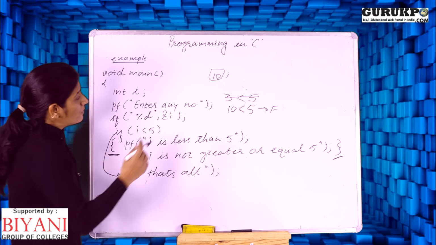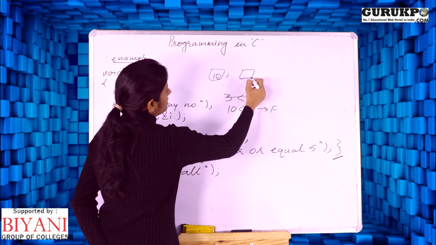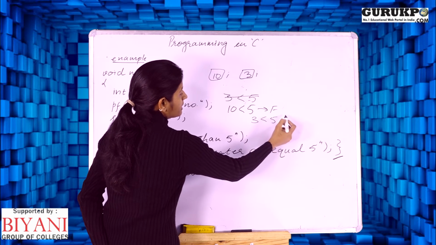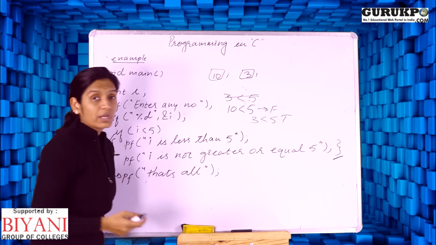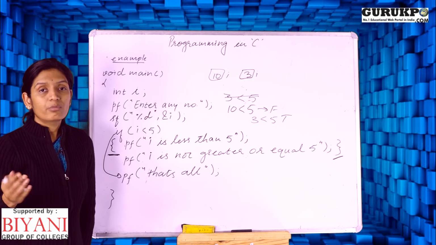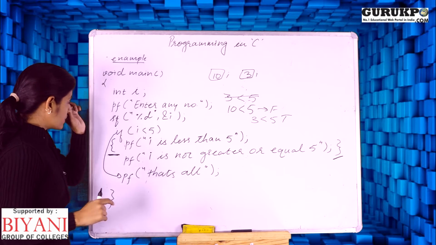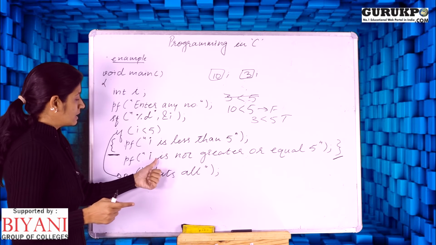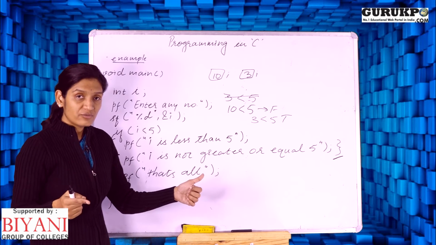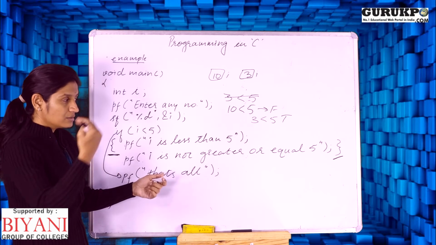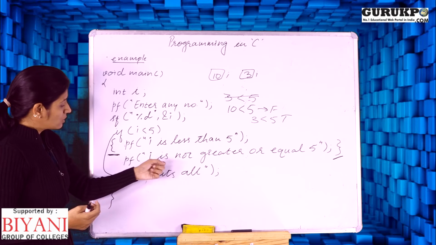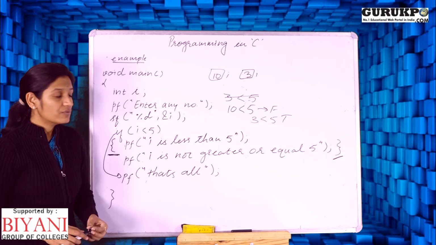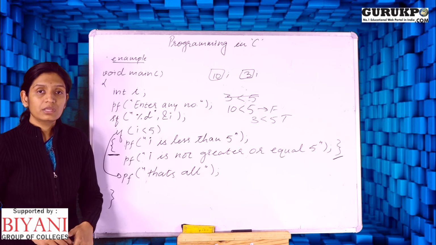In case of true, for example, user has given 3. So the condition is 3 less than 5. It has become true. In case of true, the whole block will be executed. So in case of true, I is less than 5 will be printed. I is not greater or equal 5 will be printed, and after completing the block, the normal program execution printf, that's all. So in case of true, these 3 statements will be printed.